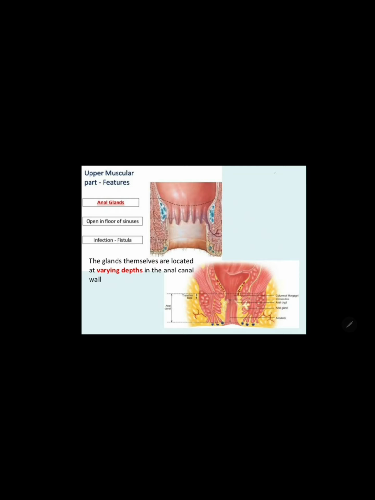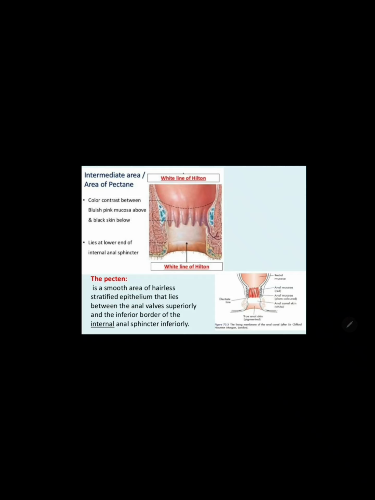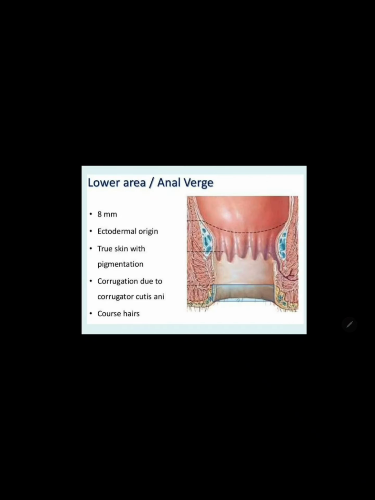And coming to the intermediate area between the pectinate line and the white line of Hilton, roughly around 1.5 centimeter in length. It is also ectodermal in origin, and all the features we have seen in the upper one third are absent there. It is bluish pink in appearance, lined by stratified squamous epithelium, and it does not have any kind of sweat or sebaceous gland. And you can see the intermediate zone is also called the area of pecten.